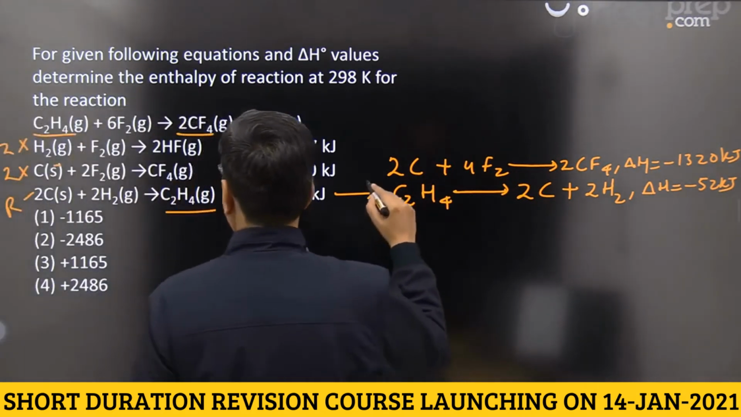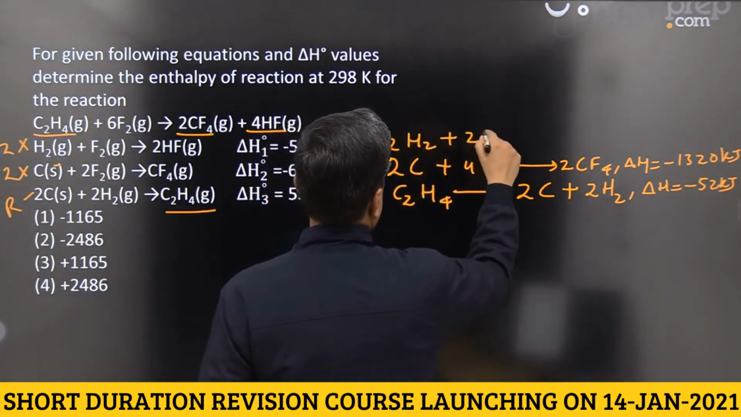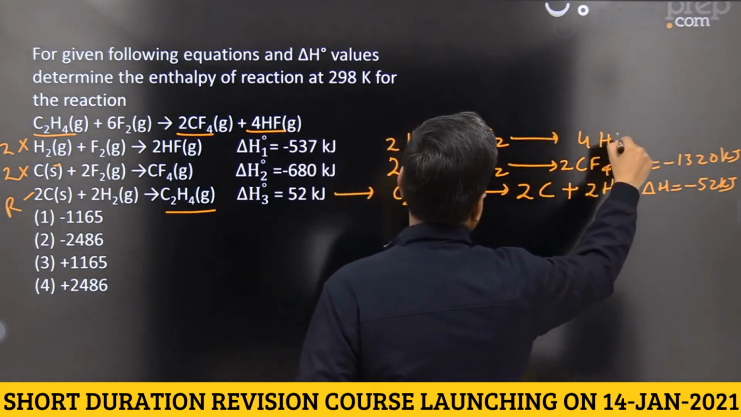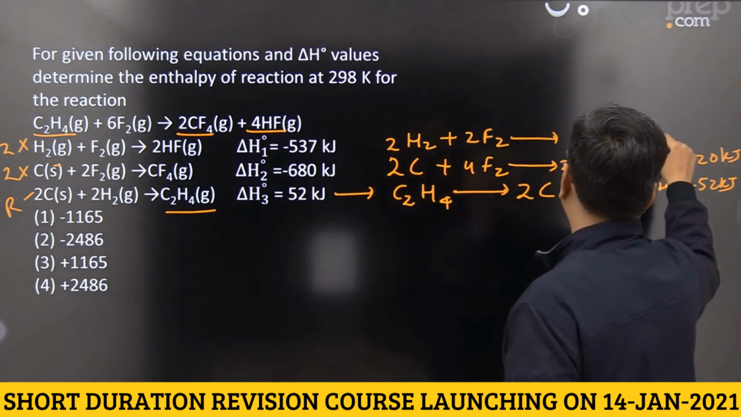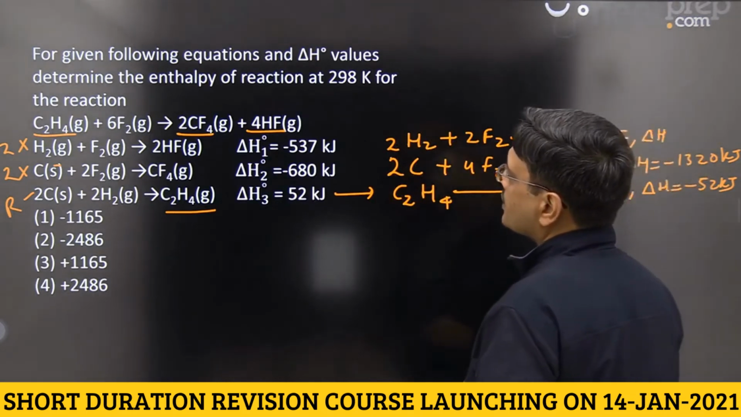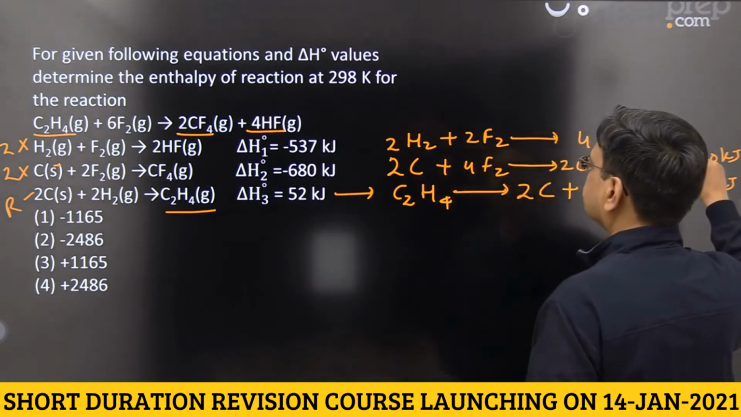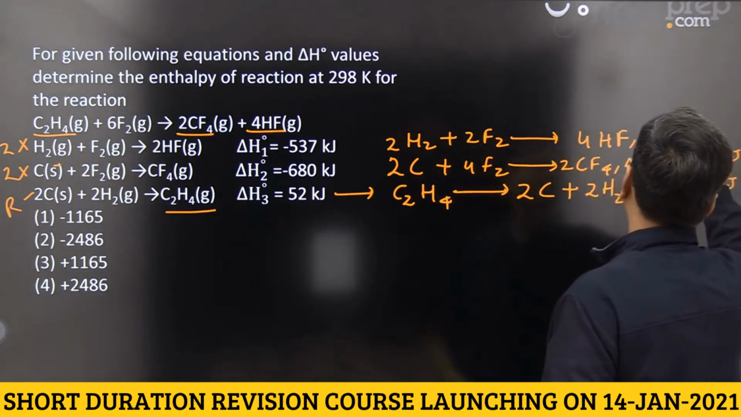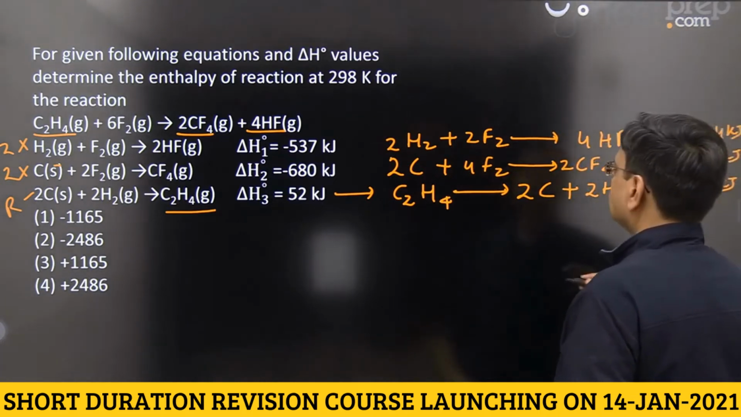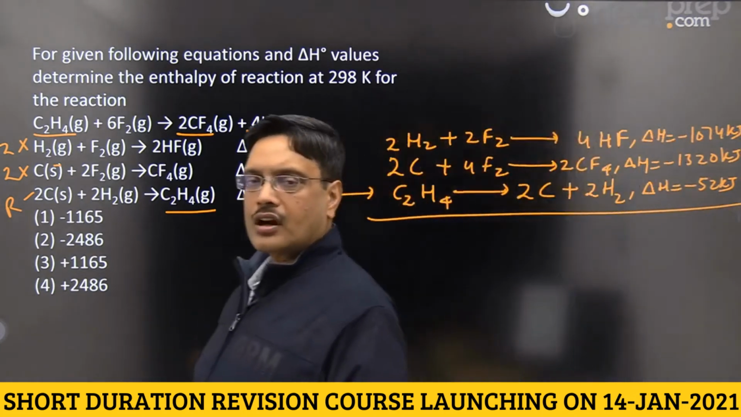And we require 4HF, so it is also multiplied by 2: 2H2 plus 2F2 gives 4HF, delta H is 1074, and add all these things. Then we get the required equation.